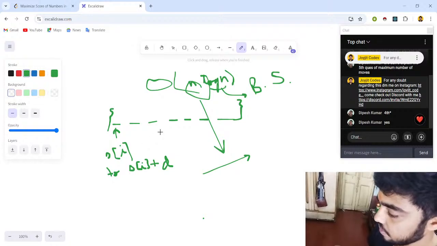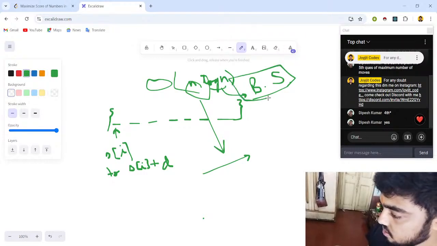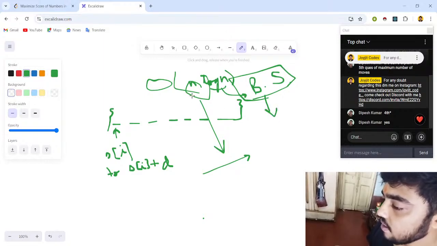Now, first of all, in the outer loop you have to do the binary search, and in the inner loop you have to check whether the value you're getting satisfies the traversal for n or not. You get it?